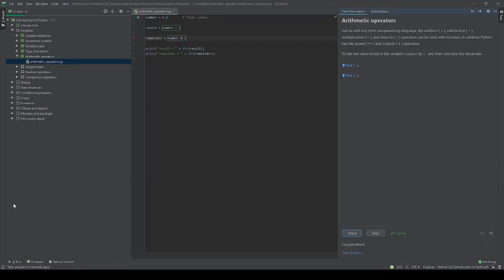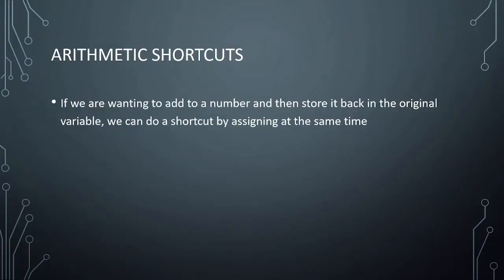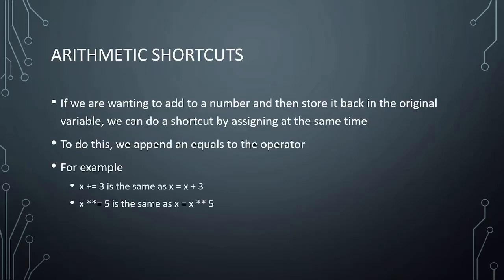Let's go back to our notes and have a look at some arithmetic shortcuts. So let's say we have a variable that we want to do something to and then put it back into the original variable. Instead of writing the whole line, there are some shortcuts that we can use in Python. To do this, we append an equals operator to the end of the operation that we want to do. Here are some examples.